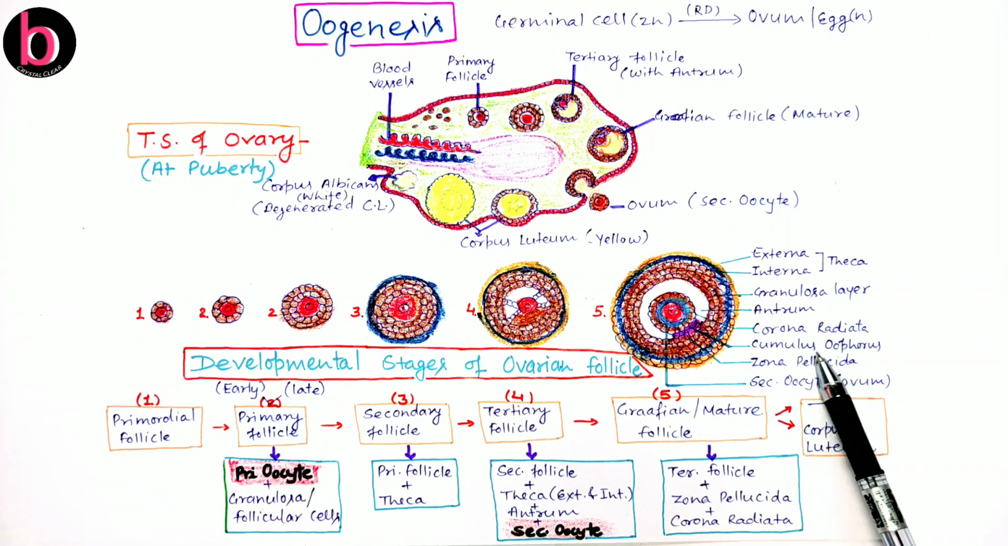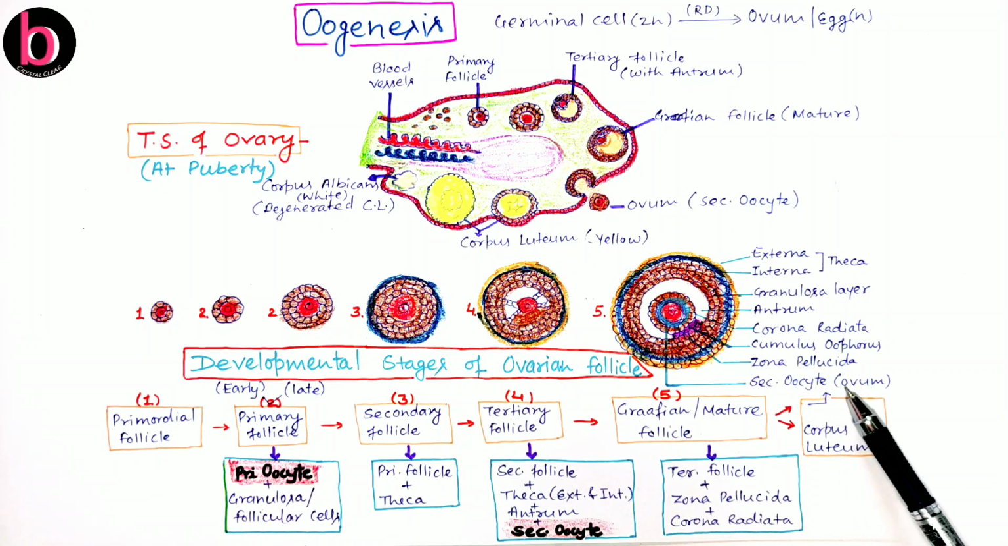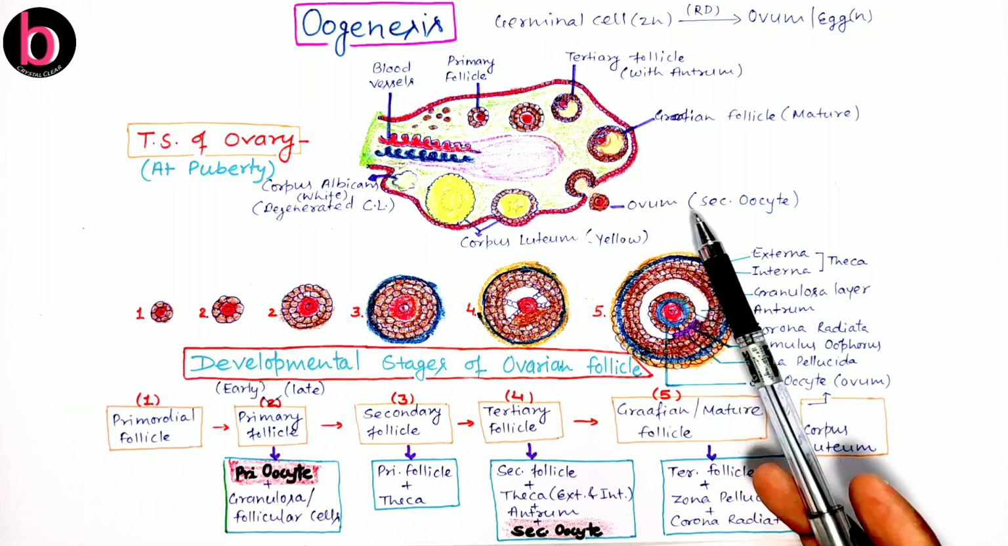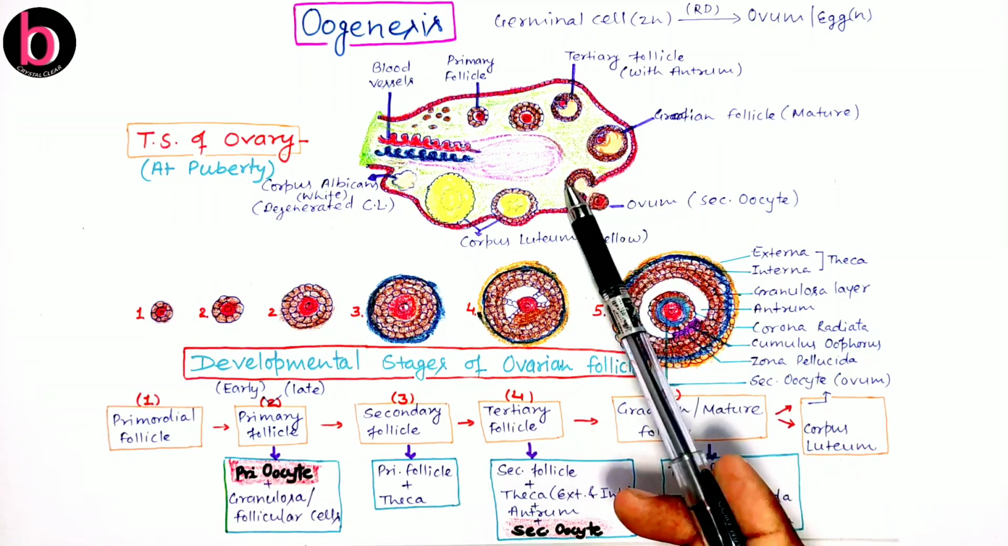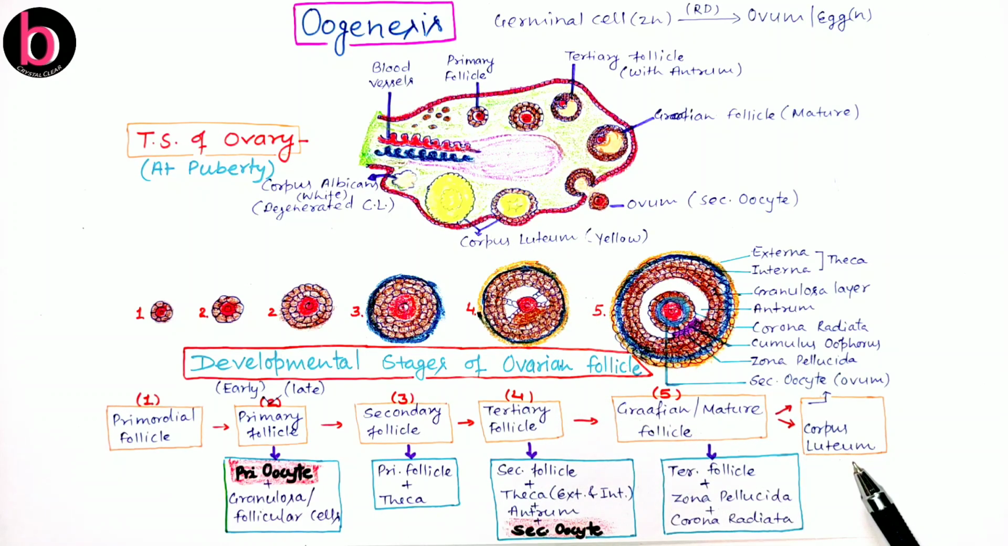So there may be a question: what is the cumulus oophorus and where is it present? It is present in the Graafian or mature follicle, and it is the region of connection between the secondary oocyte and the granulosa cell layer. Finally, this Graafian or mature follicle, at the time of ovulation, gets ruptured, and from this the secondary oocyte comes out. The secondary oocyte or ovum given here comes out, and the remains of this Graafian follicle are converted into these two yellow bodies, the corpus luteum.